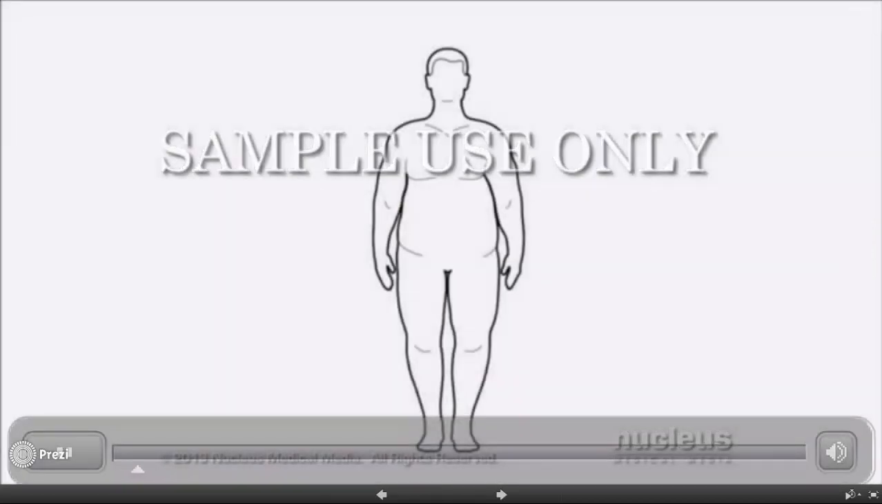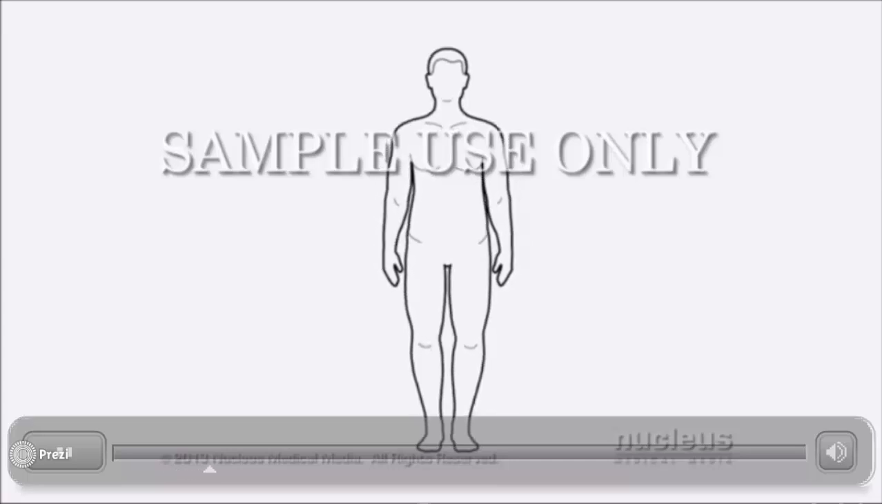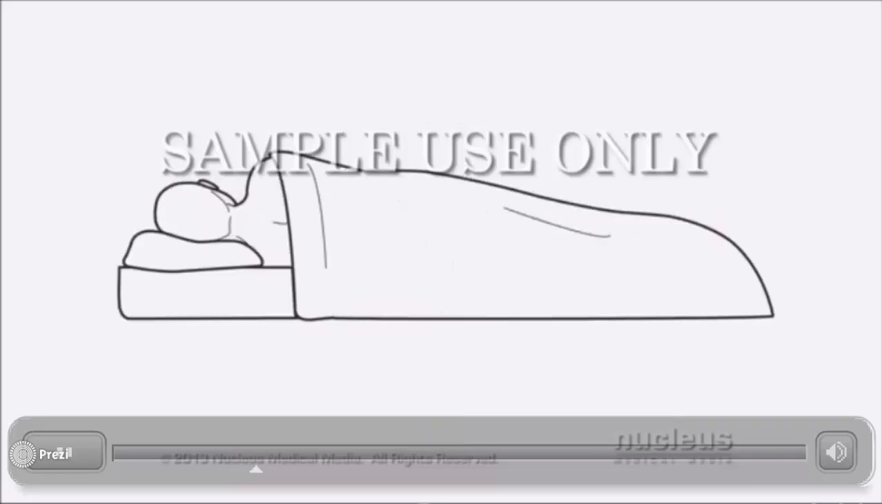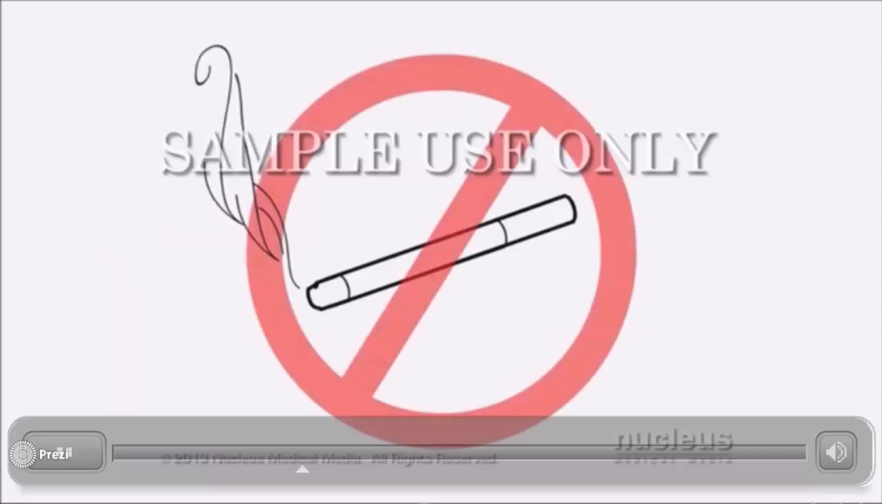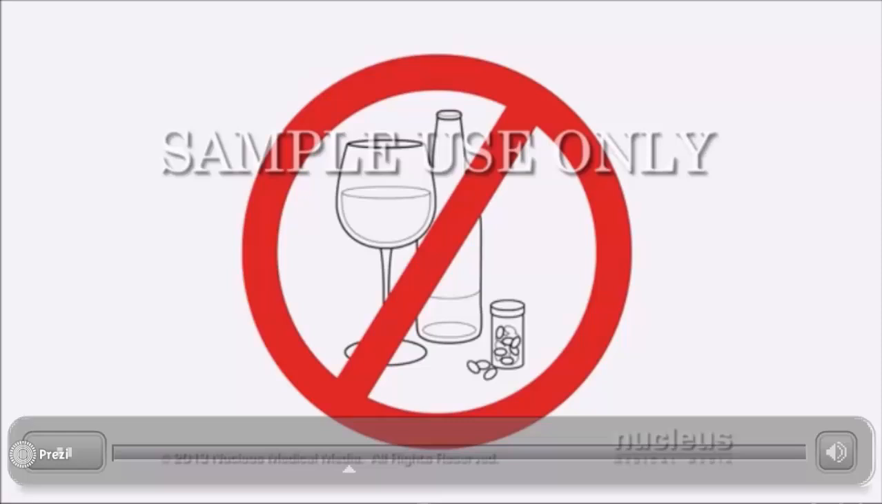Your doctor may recommend lifestyle changes to treat obstructive sleep apnea, including losing weight, sleeping on your side, not smoking, and avoiding substances that can make you sleepy, such as alcohol and sedatives.